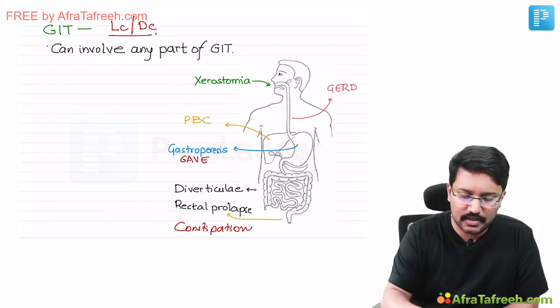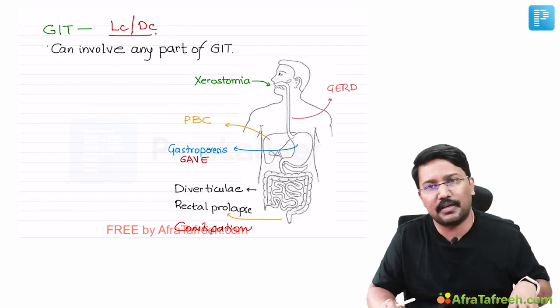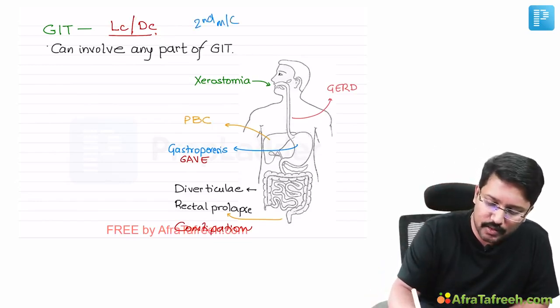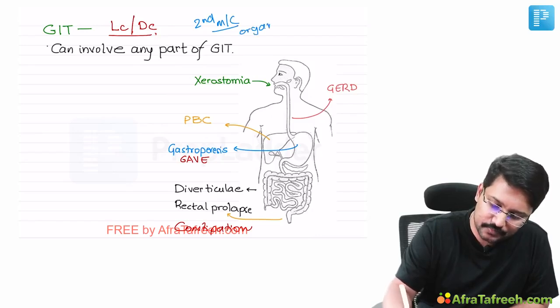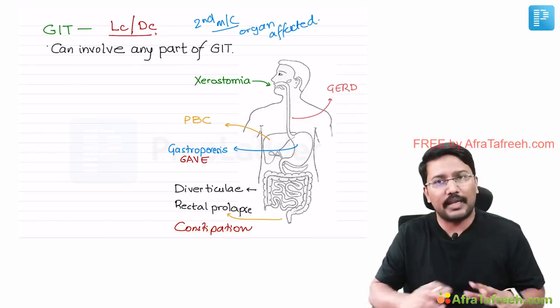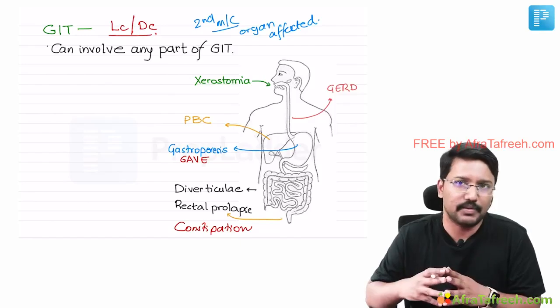Okay. Now coming to GIT involvement, right? Probably this is the second most common organ affected after the skin, or the system affected, I should say, right? So it can involve any part of the GIT, starting from the oral cavity to the rectum.